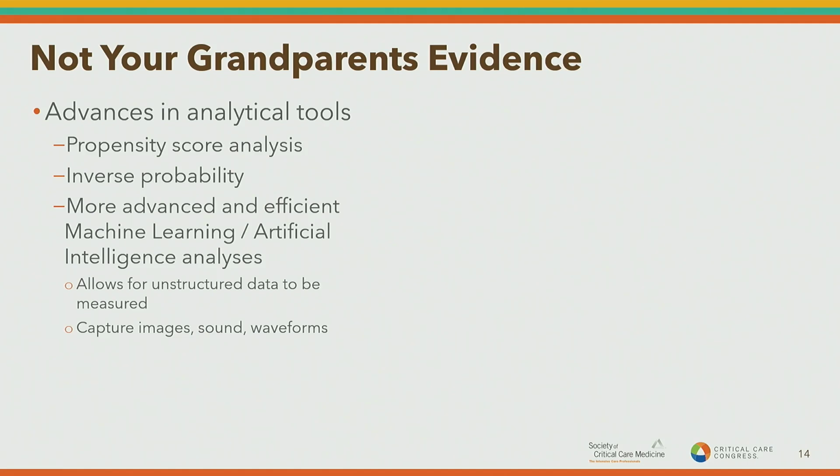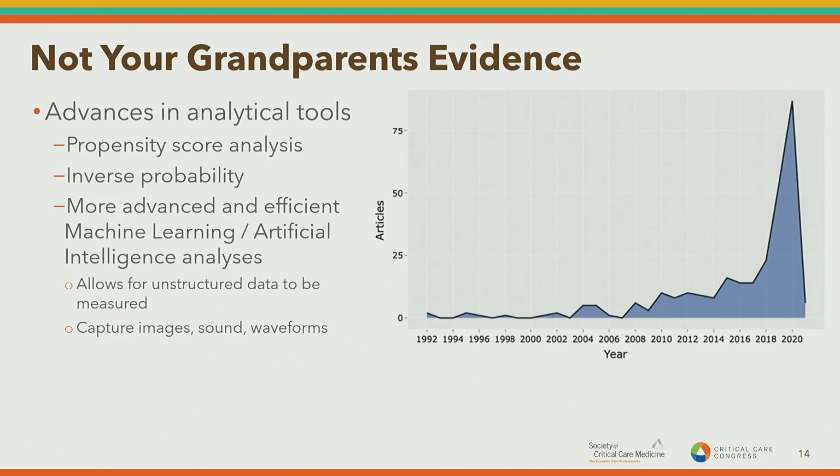Some of this is from the analytical tools. Propensity score analysis, inverse probability weighting, all that has been there before. But there's also been an exponential increase in the use of machine learning and artificial intelligence analysis, in part because it's really good at handling a large amount of data, but also because certain analyses, such as convolutional neural networks or large language models, allow us to look at unstructured data that we couldn't measure easily before, or capture images that we see on the monitors and on the ventilators, waveforms, and sound.